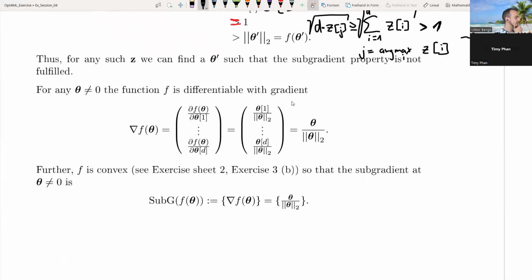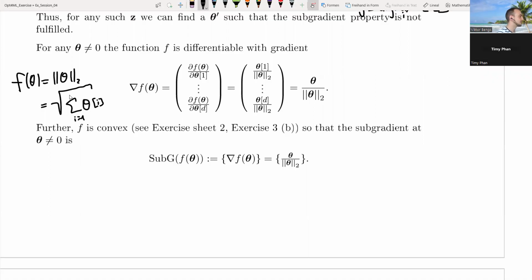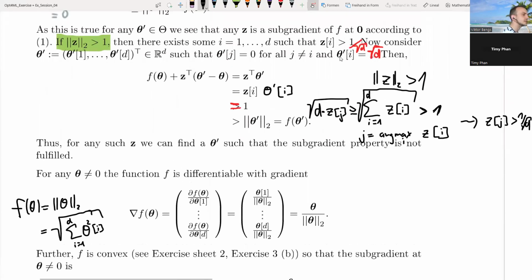So let's consider the case now that the theta prime is not a zero vector. And in this case, the function f is simply differentiable. Yeah, the function f, which is mapping a vector to its Euclidean norm, which is square root, not forgetting the square root, summing up the squared components. This is also what we forgot there, right? Squaring the components.